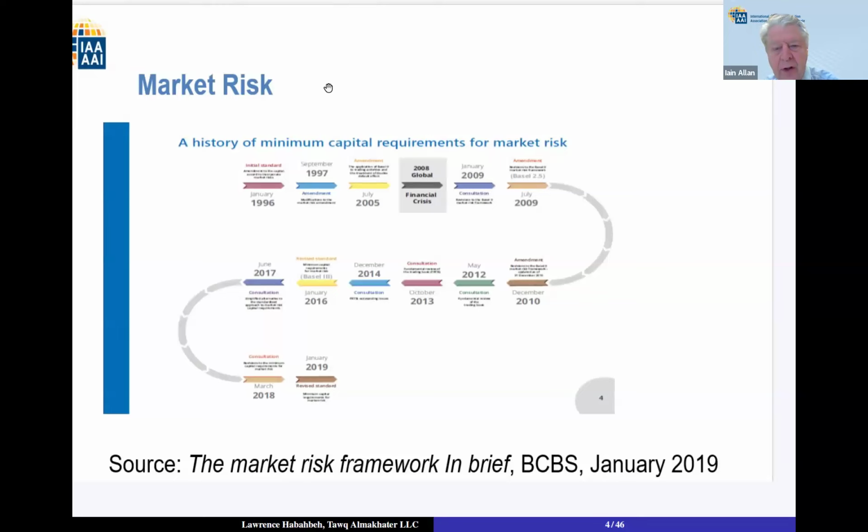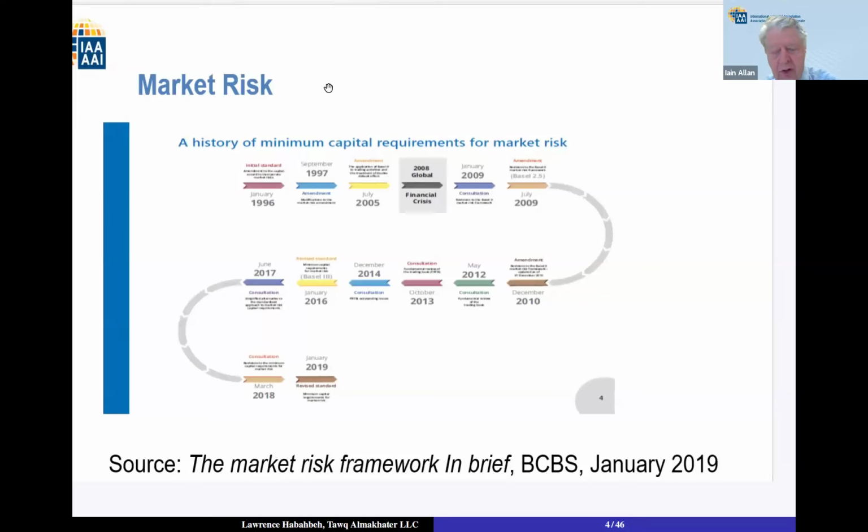Right, Lawrence, next slide, please. So the Basel regulations of banking were introduced in 1988. At that time, actually, I was working for the Swiss bank UBS. Initially, the Basel regulations applied only to credit risk. As shown in this route map, market risk was added in 1996, with additions and amendments in 1997 and 2005.